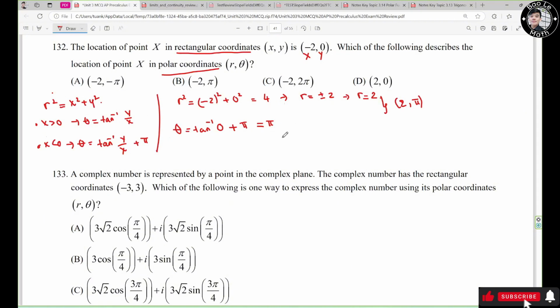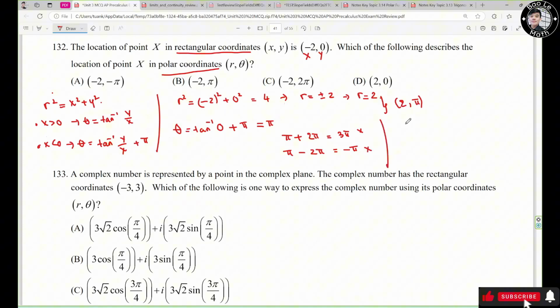Alright, so now if I add 2 pi, so I have pi plus 2 pi, it's going to be 3 pi. It's not there, so it's wrong. Now pi, I'm going to subtract 2 pi. It's going to be negative pi. So negative pi is right here. But the radius must be positive, because when you add or subtract even multiples of pi, the radius doesn't change sign. So this is not the case.